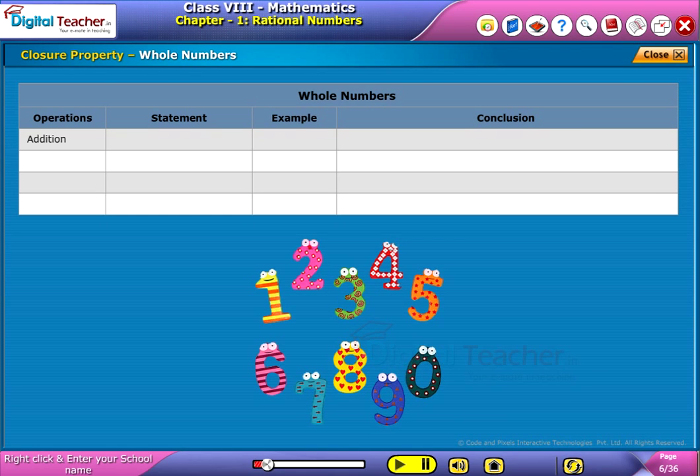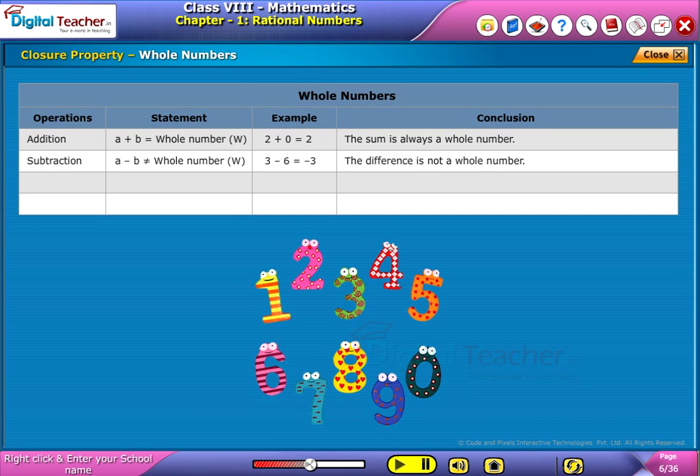Under addition operation, it states that if two numbers are added, their sum is a whole number. For example, 2 plus 0 is again equal to 2. It concludes that the sum is always a whole number. Under subtraction, it states that the difference of two numbers is not a whole number. For example, 3 minus 6 is equal to minus 3, which is an integer. It concludes that the difference is not a whole number.